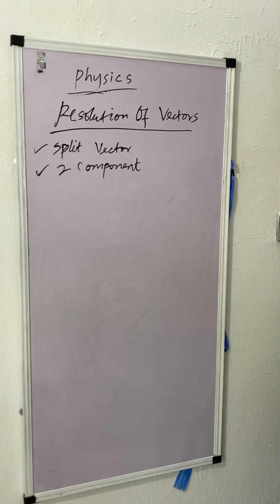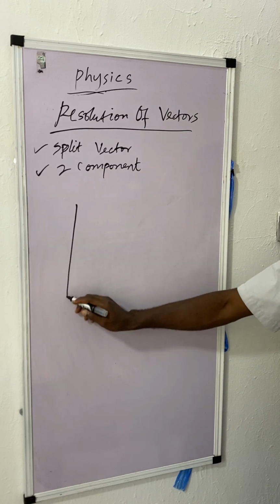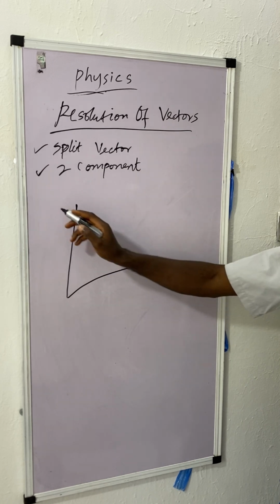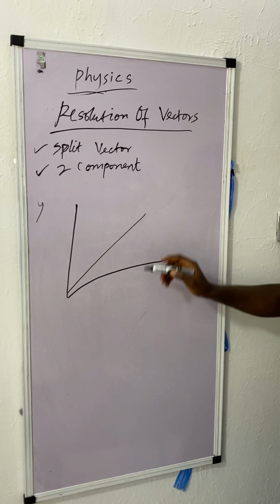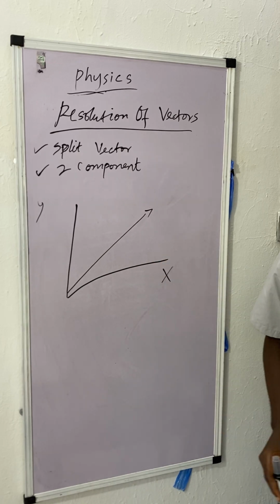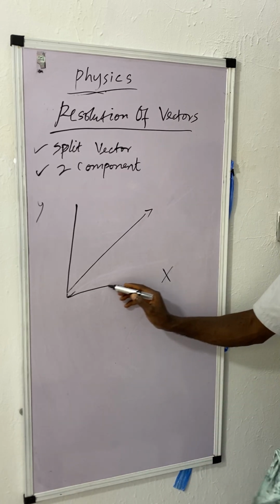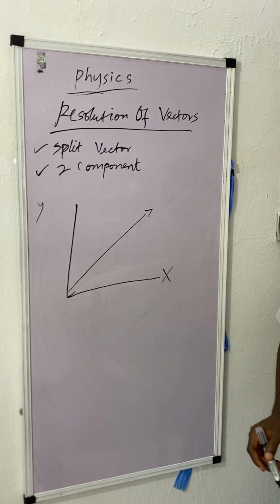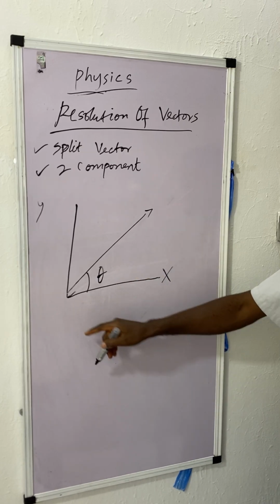As easy as ABCD. For example, let me draw a vector diagram, or a vector graph representing a vector. This one is the y-axis. This one is the x-axis. Then I bring this out. Let me make this a little bit straight to avoid confusion. Here is an angle, and we put theta here.